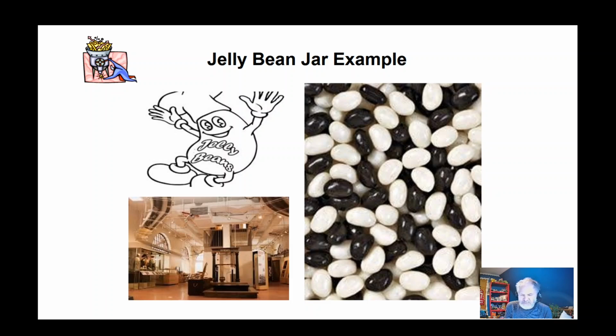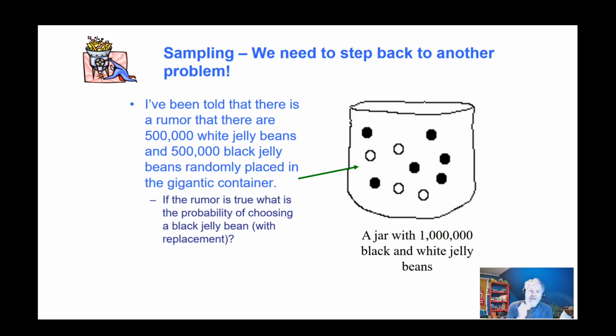But over the years, there's been some contention amongst North Bay residents and local amateur historians. The contention is that they don't believe the jar has an equal number of black and white jelly beans. So they want me to investigate this issue. Historically, the rumor or the belief is there's 500,000 white jelly beans and 500,000 black jelly beans. And I'm supposed to run a study to assess if it's true that there are an equal number of black and white jelly beans.